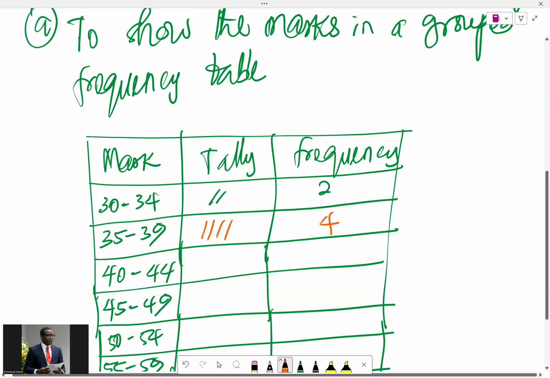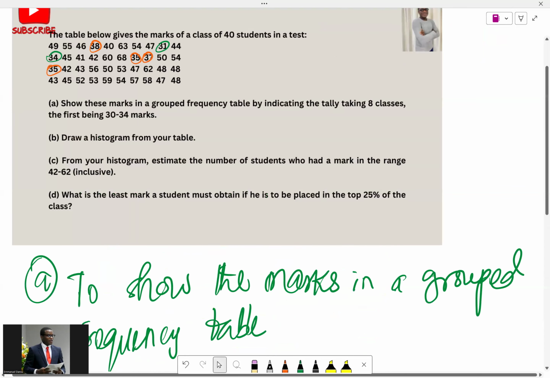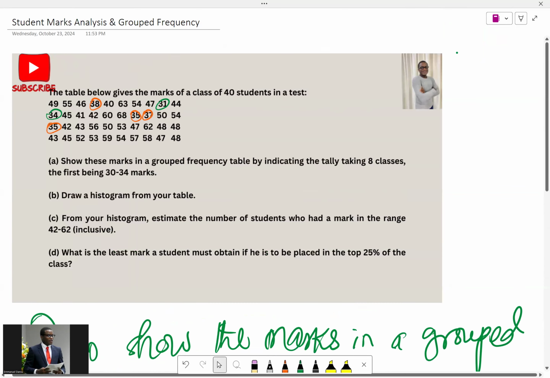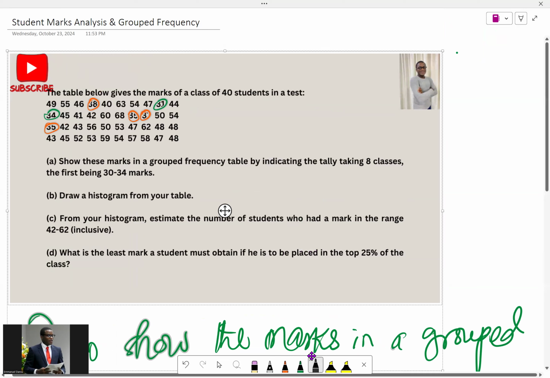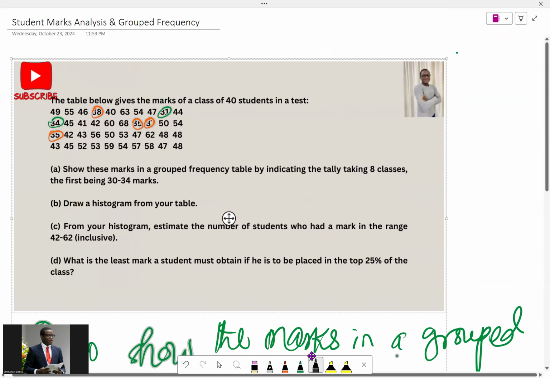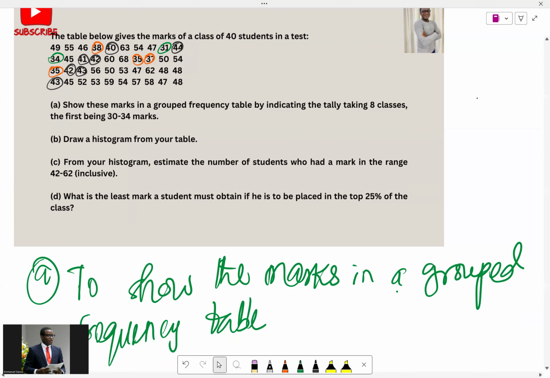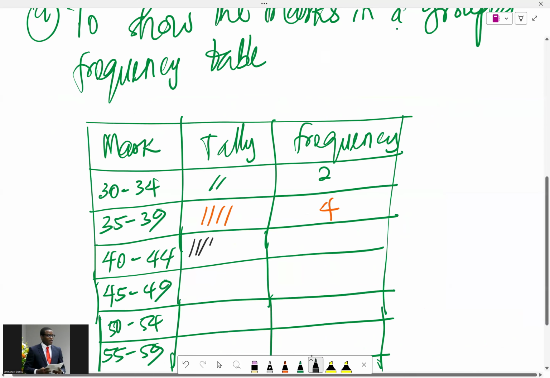Then we take 40 to 44. That should be 1, 2, 3, 4, 5, 6, 7. I think it's seven in all. So for 40 to 44, we have seven like that.